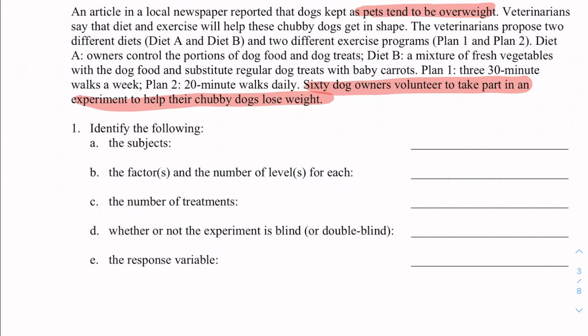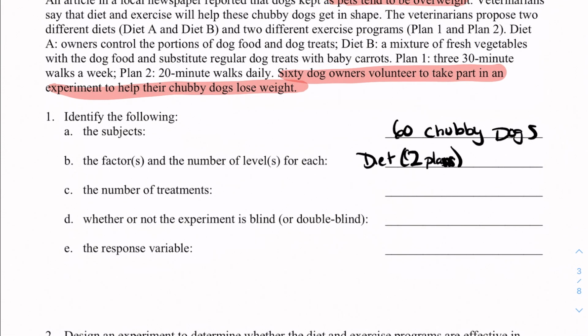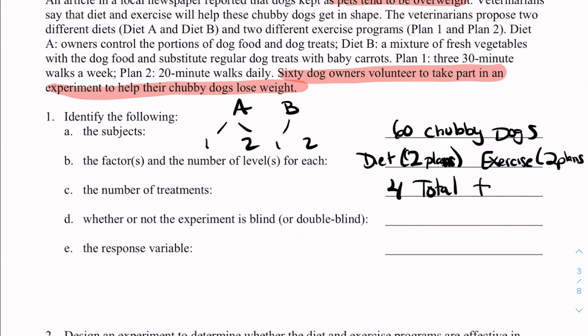So the subjects in this case are 60 chubby puppies. The factors here are the things that we are trying to measure. And we have diet, which comes in 2 plans. And we have exercise, which also comes in 2 plans. So if we have A and we have B, and then we have 1 and then 2, we have 4 different treatments if we have a combination of these. So 4 total treatments.